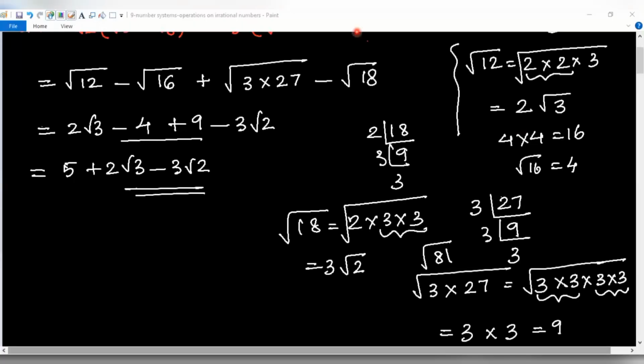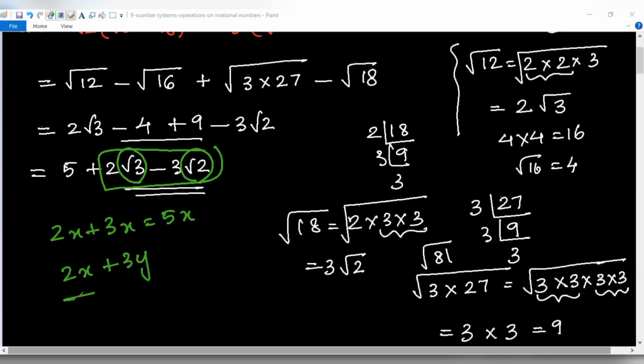Most of the kids will have some doubts like why we cannot combine 2 root 3 and 3 root 2. Inside the square root here we have 3, and here inside the square root we have 2. Both are different, not alike. As in algebra, 2x plus 3x we can write as 5x. But if it is like 2x plus 3y, we will leave it as such, right? We cannot combine them because they are not like terms. Like that, here also it is root 3 and here it is root 2. They are not like terms, so we cannot combine them.